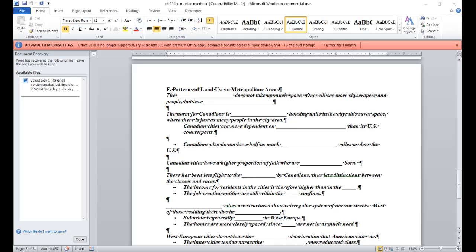Western European cities do not have the inner city deterioration that American cities do. The inner cities tend, therefore, to attract the wealthier, more educated classes. People want to be close to work, right? They don't want to be driving 20 miles to do it. That's what we do here.